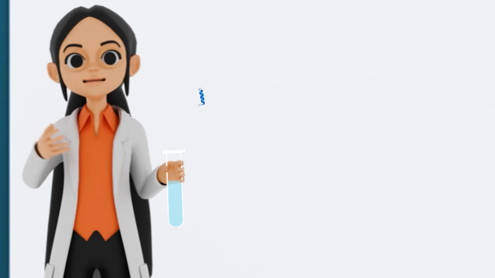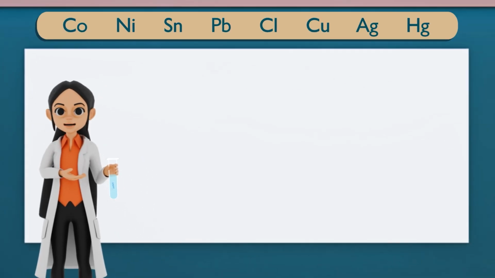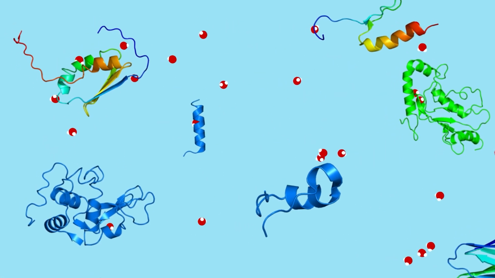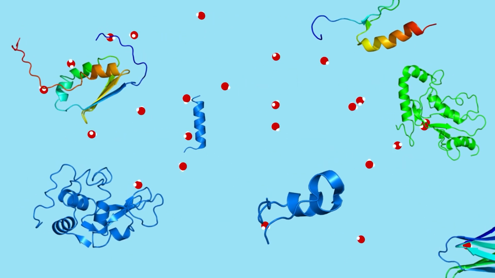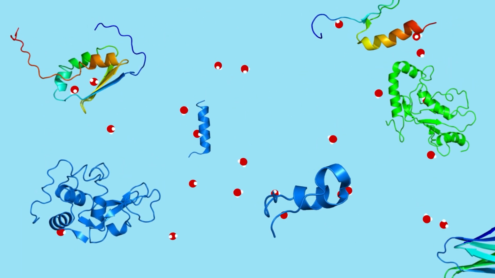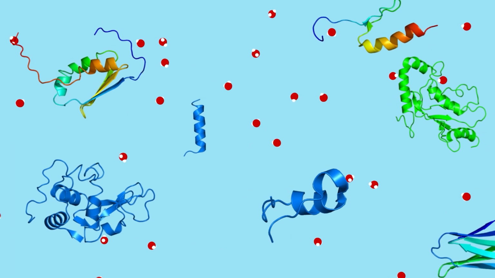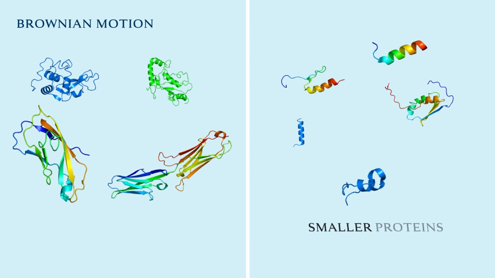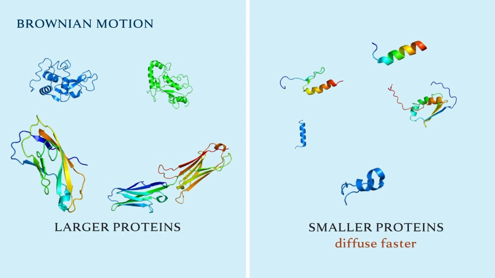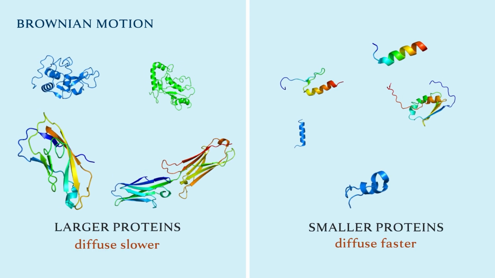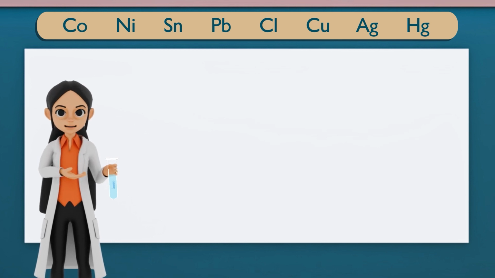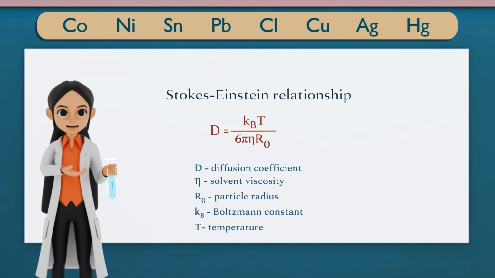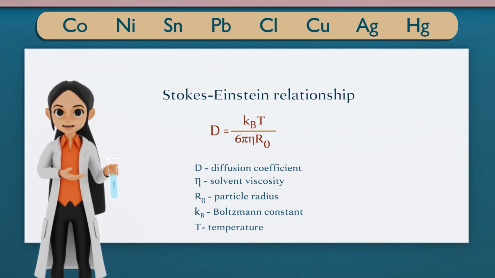So, let's have a look at the diffusive behavior of the macromolecules. Imagine a protein molecule surrounded by water. From time to time, the water molecules collide with the protein, resulting in random fluctuations of the protein. This type of motion is called Brownian motion and depends on the size of the protein. Smaller proteins diffuse faster, while larger proteins diffuse much slower. This behavior can be described by the Stokes-Einstein relationship, in which the diffusion coefficient D is related to the sample viscosity eta and the particle radius r.